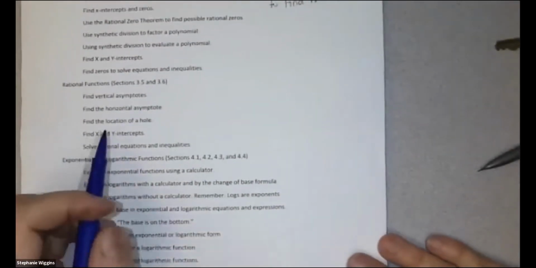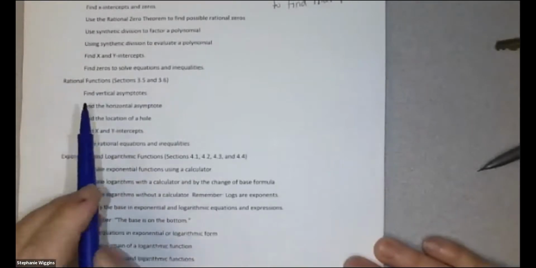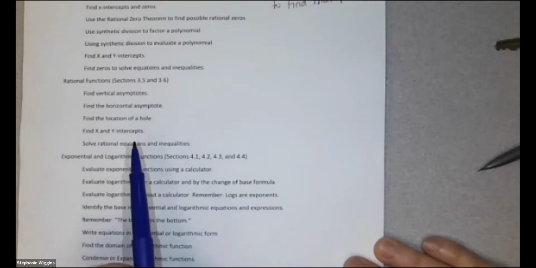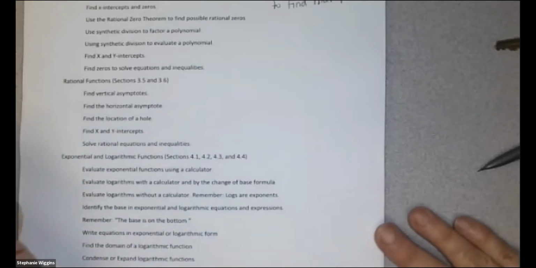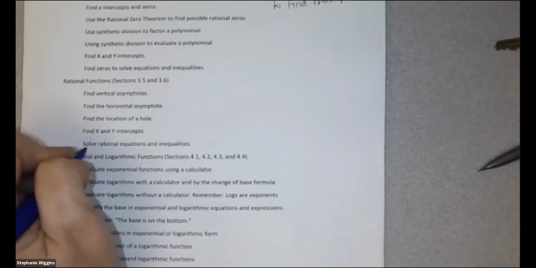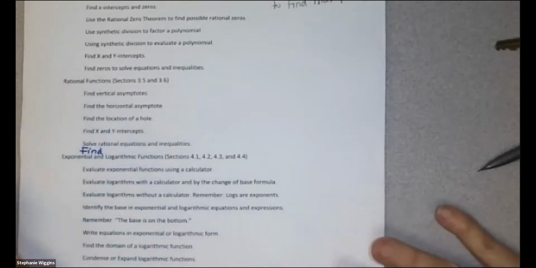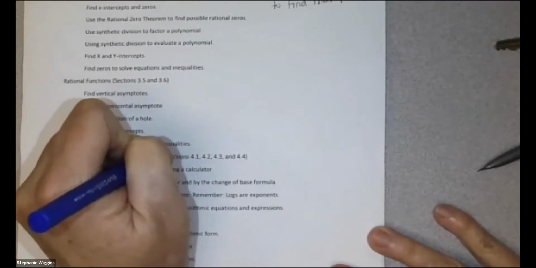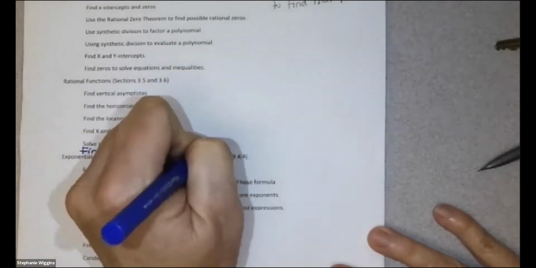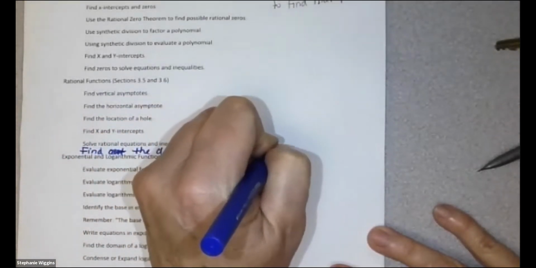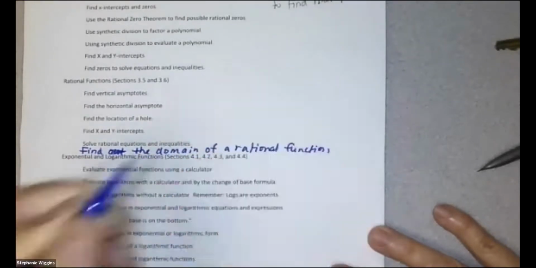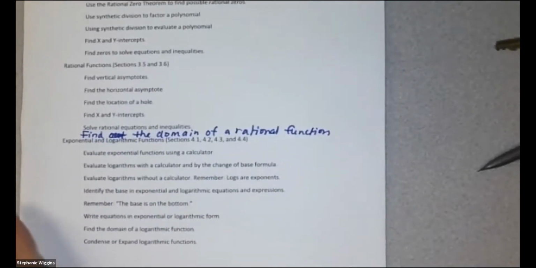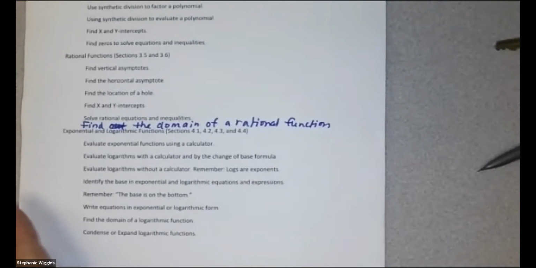You need to be able to find vertical asymptotes, find the horizontal asymptote, find the location of a hole, find x and y intercepts. And I forgot to put find domain. Better add that to my list. I better update this and send out another email. Find the domain of a rational function. Don't forget that. Here I had find the domain of a logarithmic function, but I forgot the rational function.